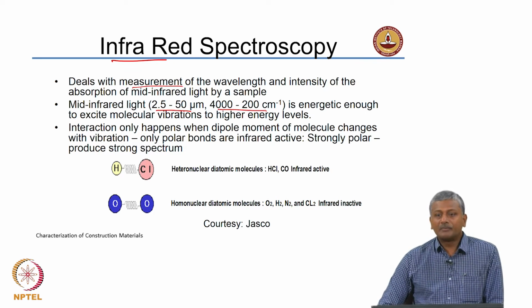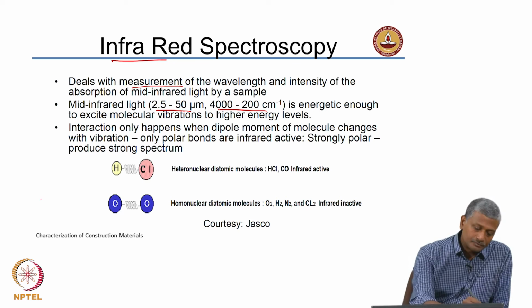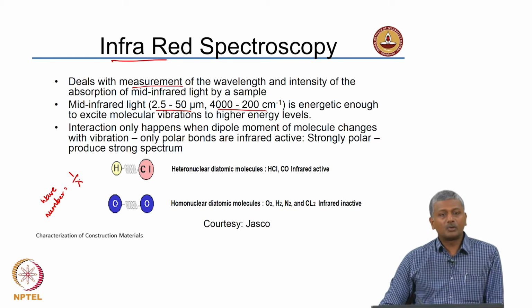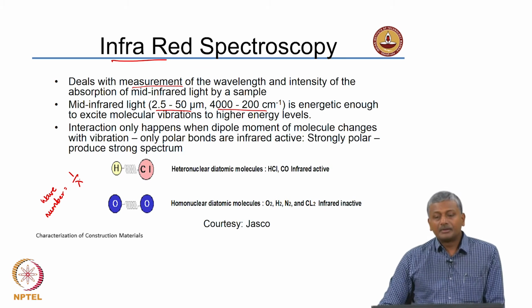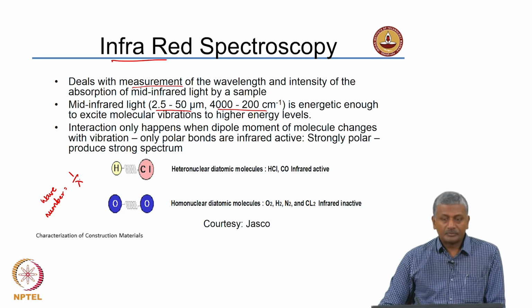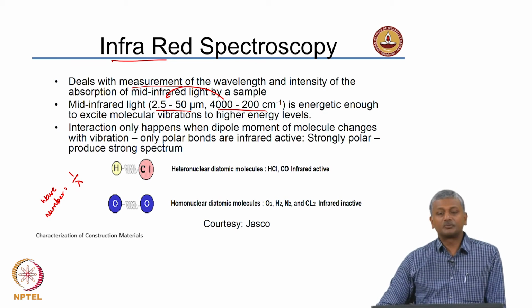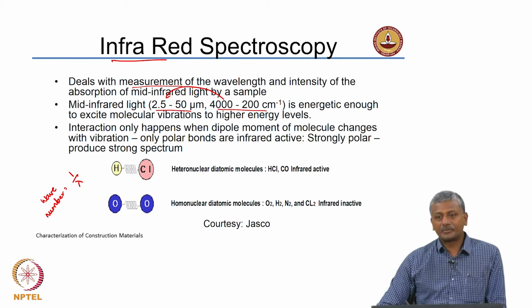Now, what is wave number? It is nothing but one over wavelength. It is just 1 over the wavelength, where wavelength is in... So, 4000 corresponds to 2.5. So, wavelength is in micrometer, so wavelength has to be expressed in millimeter in this case.